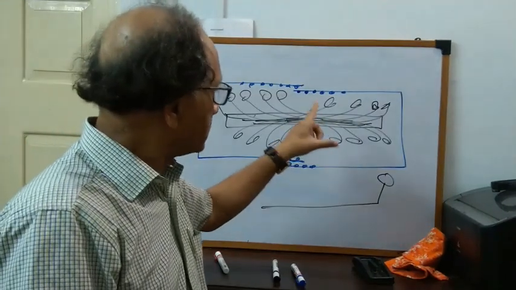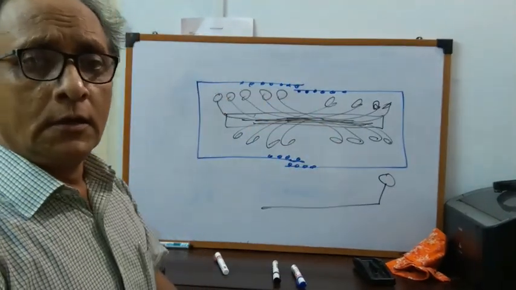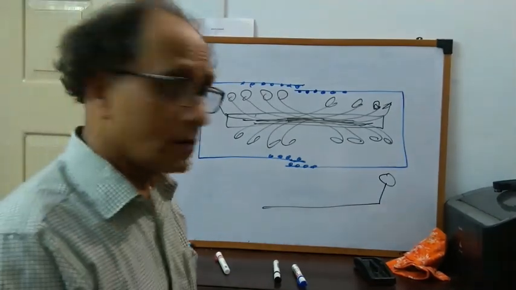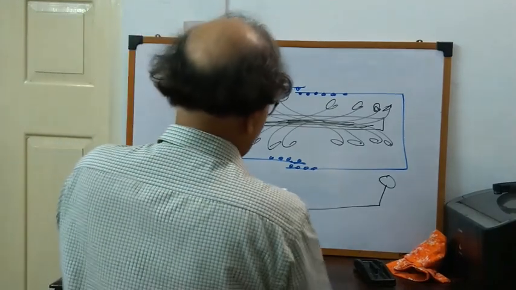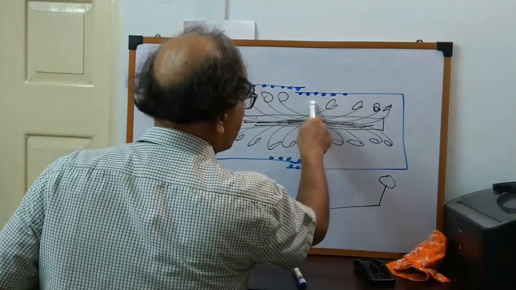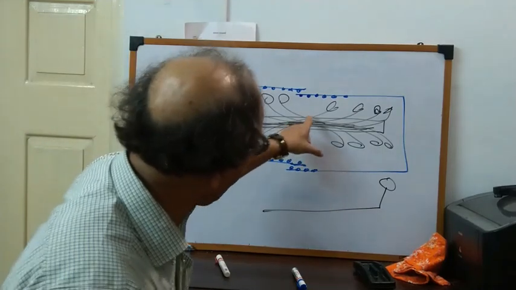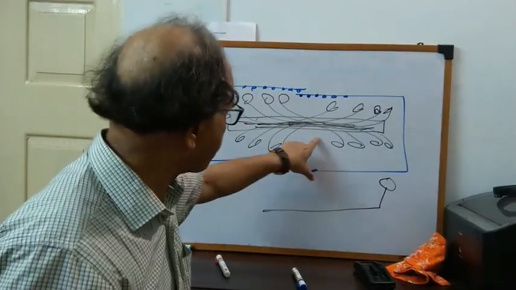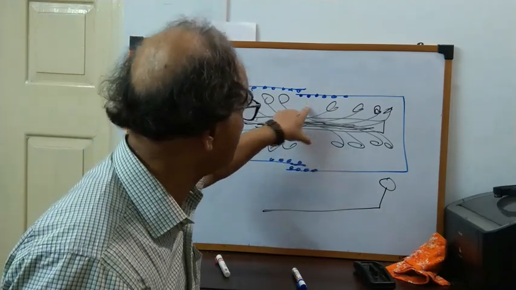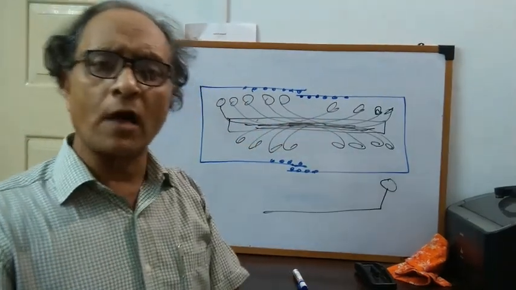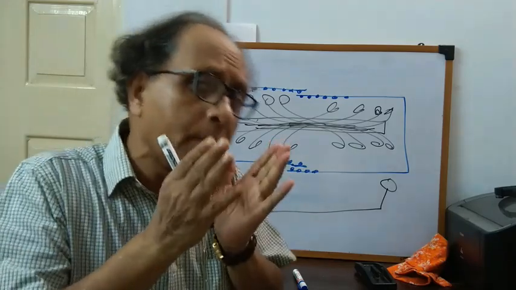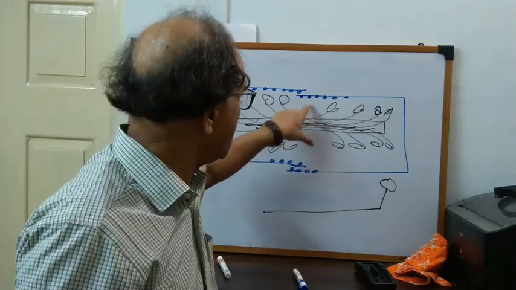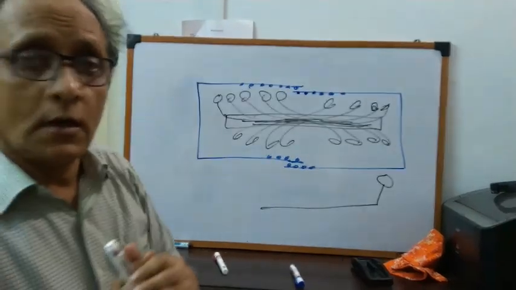Now, if you see it carefully, you will observe two very important features. What are they? First of all, there is a certain absence of myosin heads in the median and paramedian area of the thick filament. There is no protruding myosin head here. Number one.